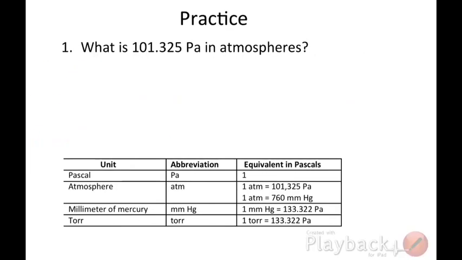Here's our next problem. This is converting the other direction. What is 101,325 pascals in atmospheres? So here's our given. Here's what we want our units for our answer to be. So we need both of those in our conversion factor. So we use that same conversion factor. But you're going to see that it's upside down in comparison to the last problem. So we start by writing our given.